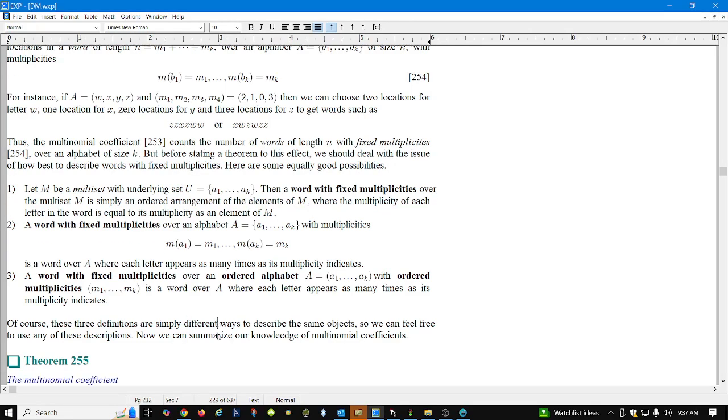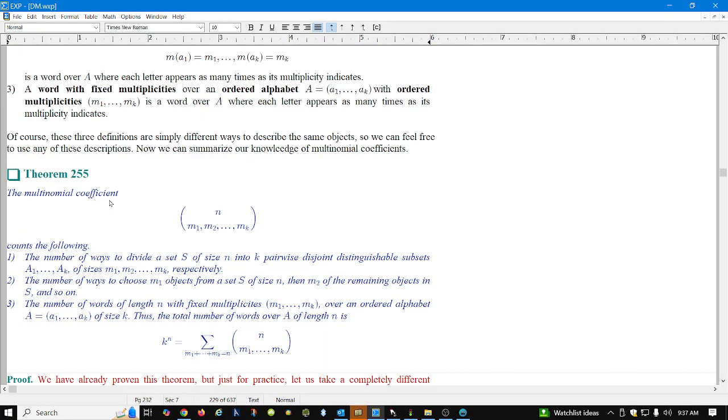So now we can summarize what we know about multinomial coefficients. This multinomial coefficient counts: 1, the number of ways to divide a set S of size n into k pairwise disjoint, distinguishable subsets A1 through Ak of sizes m1 through mk. 2, the number of ways to choose m1 objects from a set S of size n, then m2 of the remaining objects in S, and so on.